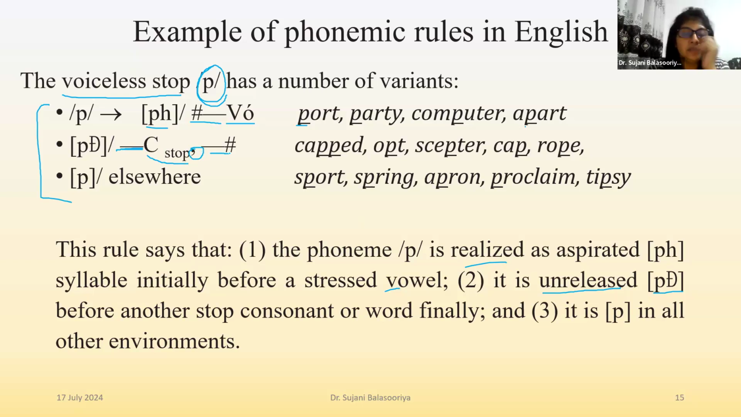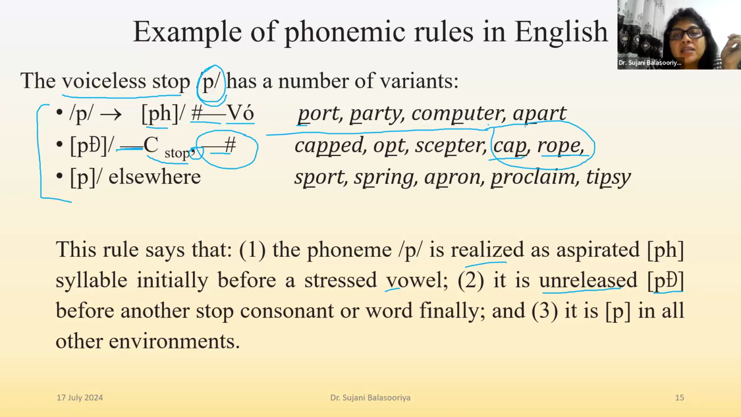So this phoneme /p/ is not released in 2 different environments. One environment is in front of a stop consonant. The other environment is at the final position of a word. You can understand it with these examples, I hope, right? Here: kept, opt, scepter, cap, rope. Okay. In cap and rope, you can find the second environment, this one.